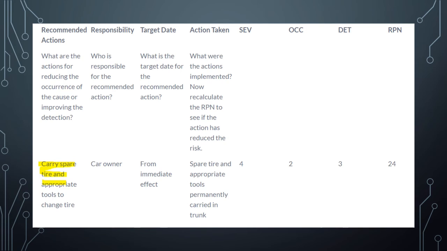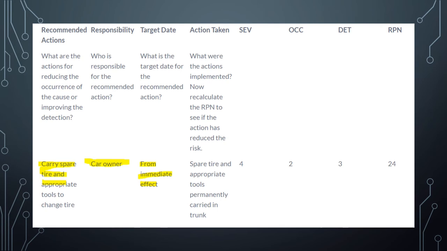Well, who should do this? Who should carry the spare tire? Probably the car owner or whoever's driving the car, right? So the car owner, even if they're not driving, should make sure that the car is equipped with a spare tire and any tools that you would need to change it. And then what's the target date? How quickly should this action be performed? Well, you should probably do this immediately, right? If you have a really long trip planned, that's going to be something that's really important. Make sure that you have everything to change a tire. So it would be the ultimate action taken. Well, the car owner would permanently carry a spare tire and the appropriate tools in the trunk.